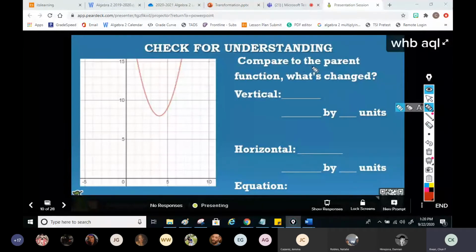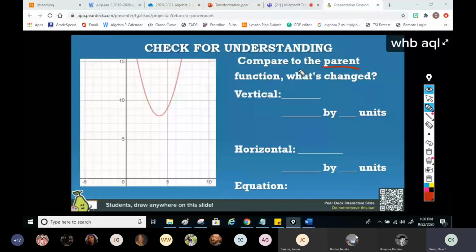So once again, compare it with the original parent function. So parent functions start at 0, 0. It starts right here, okay? This is the original one. The original is right here. So I want you guys to think about this new one. Did it shift up and down? Did it shift left or right? Okay, it should be pretty obvious.